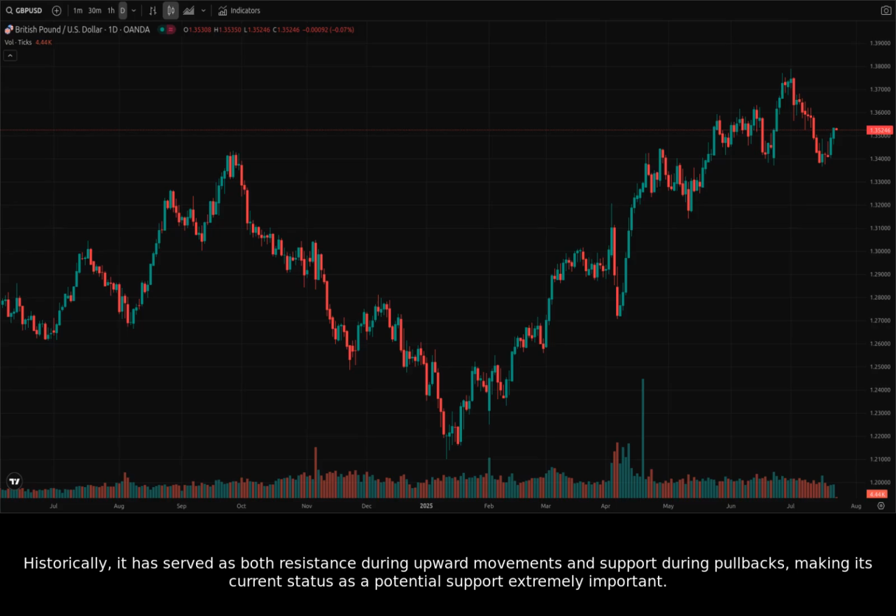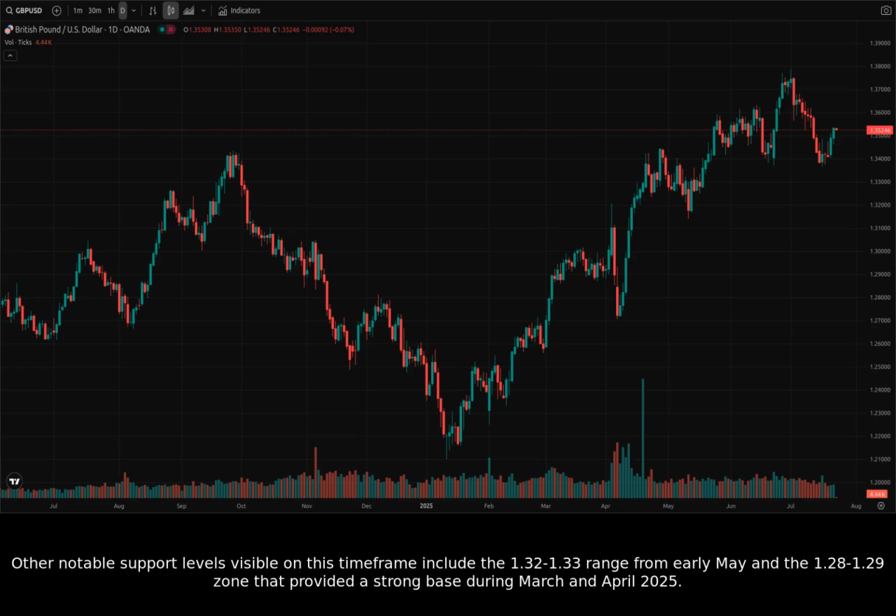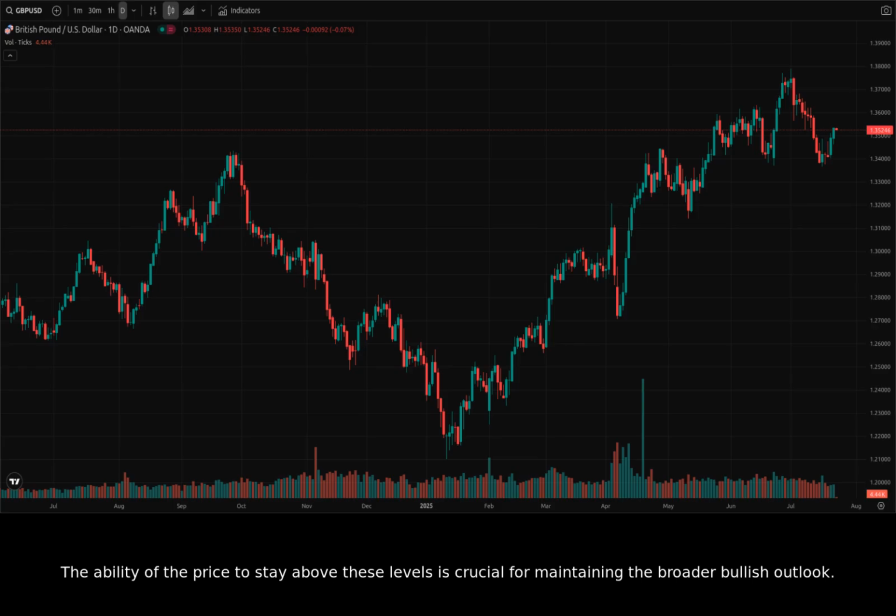potential support extremely important. Other notable support levels visible on this time frame include the 1.32 to 1.33 range from early May and the 1.28 to 1.29 zone that provided a strong base during March and April 2025. The ability of the price to stay above these levels is crucial for maintaining the broader bullish outlook.